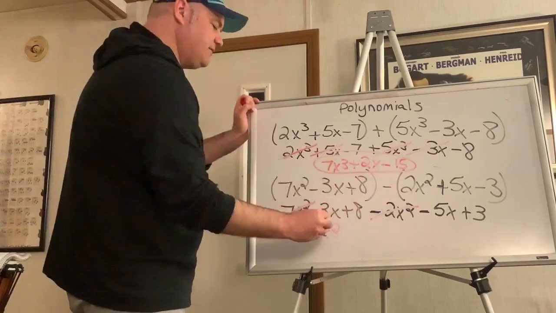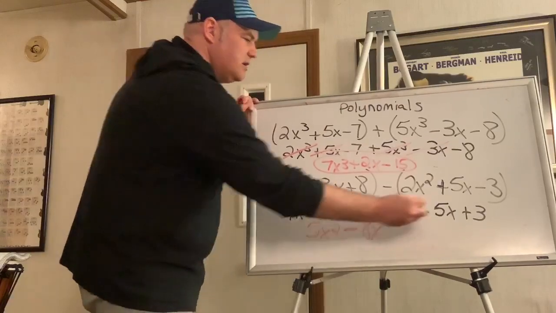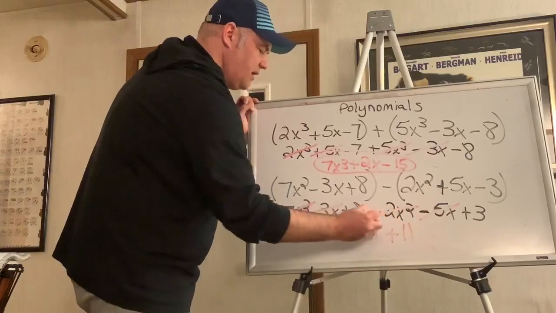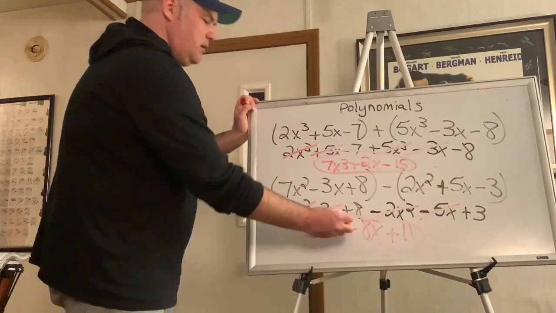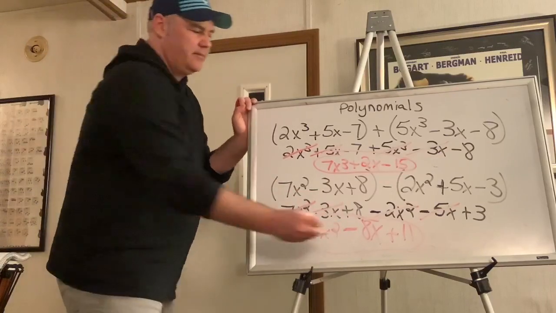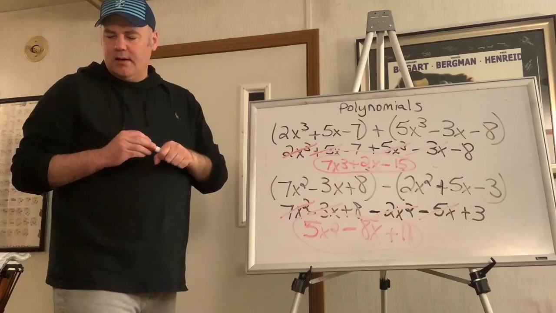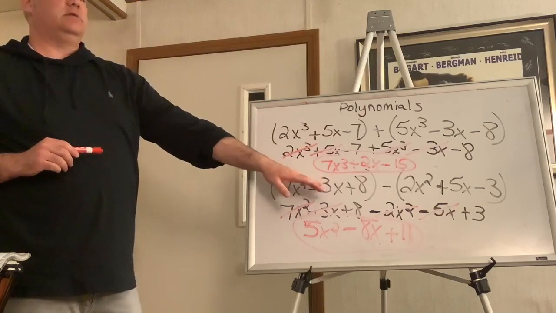Negative 3x minus 5x is negative 8x. So minus 8x. And 8 plus 3 is positive 11. So 5x squared minus 8x plus 11. So that is how you combine polynomials, the main difference being the plus and the minus, okay?